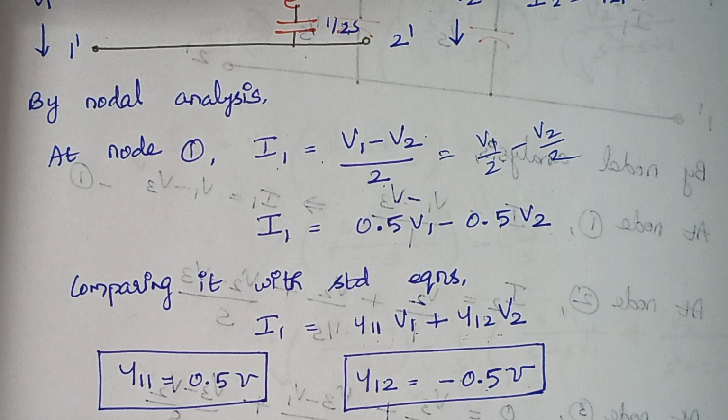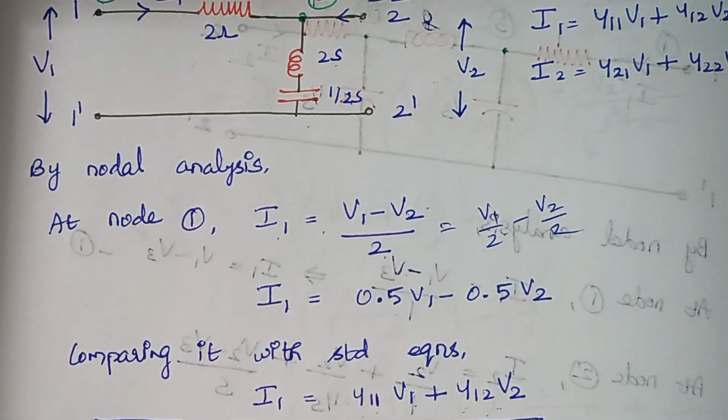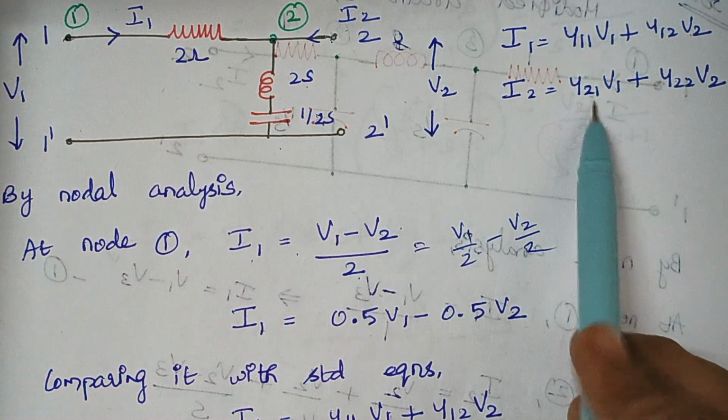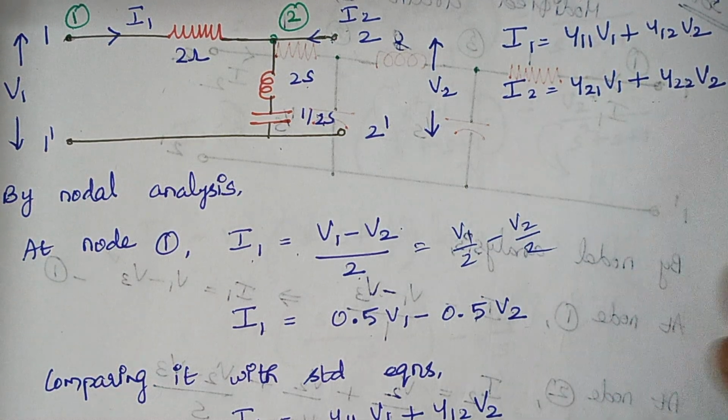Right. So we have calculated two parameters, Y11 and Y12. The next thing is, now we are going to calculate the remaining two. The remaining two parameters are Y21 and Y22.